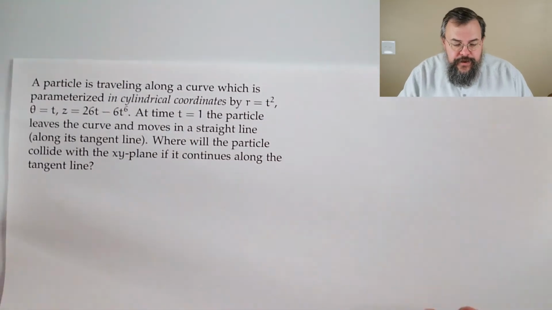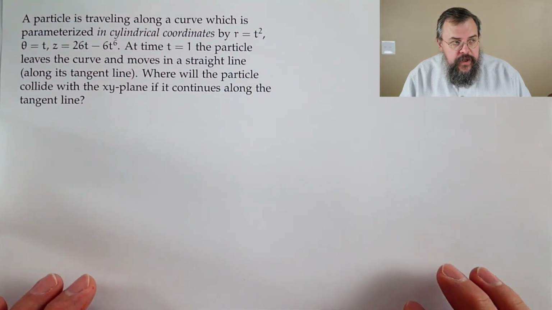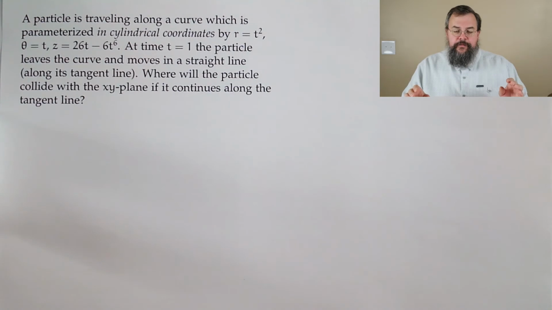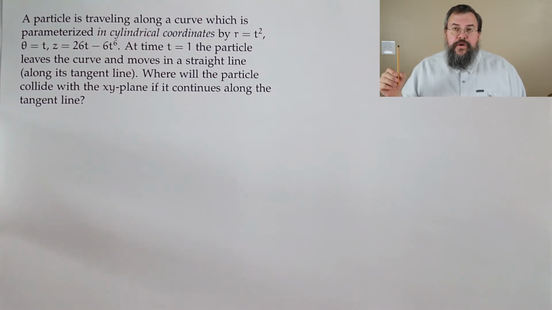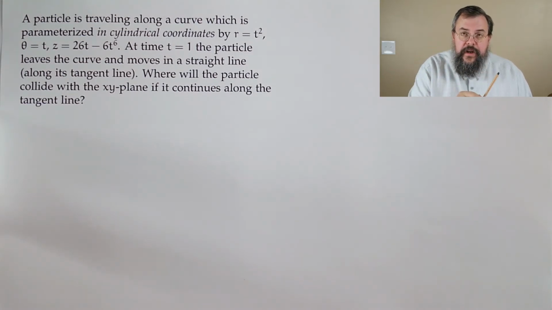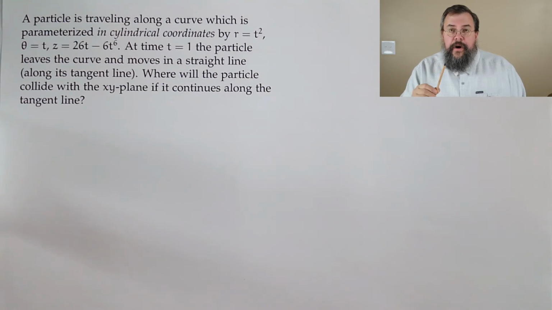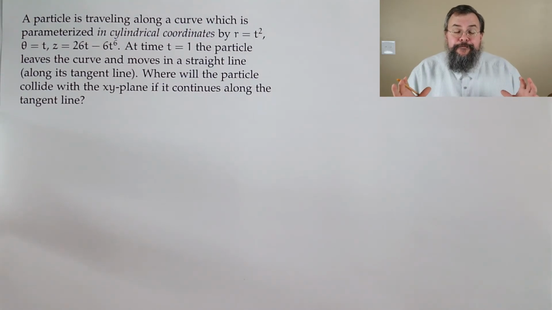So, on to a different kind of problem. A particle is traveling along a curve, which is parametrized in cylindrical coordinates by r equals t squared, theta equals t, and z equals 26t minus 6t to the 6. At time t equals 1, the particle leaves the curve and moves along a straight line, the tangent line. Where will the particle collide with the xy plane if it continues along the tangent line? Okay, now what's going on here?